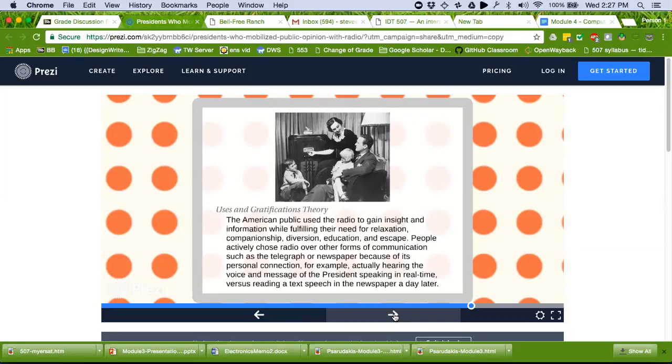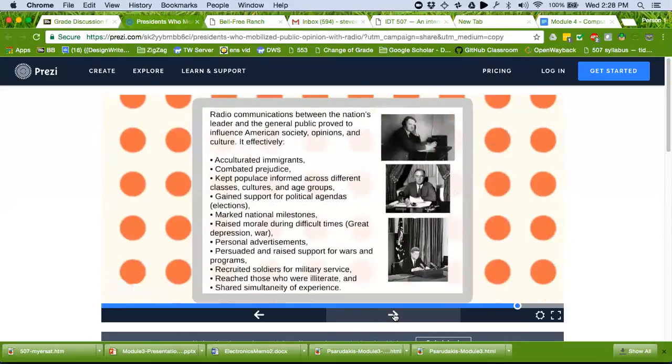But she said they actively chose because of its personal connection, and I think another half a phrase would have completely nailed it and made it really clear. Like, how is it that hearing a voice creates that personal connection? So that's all the things I would have added to this.